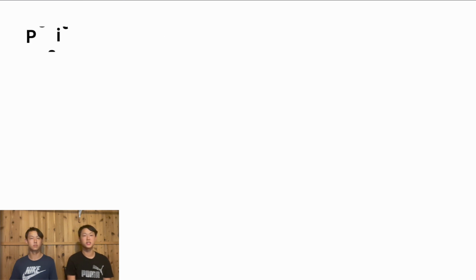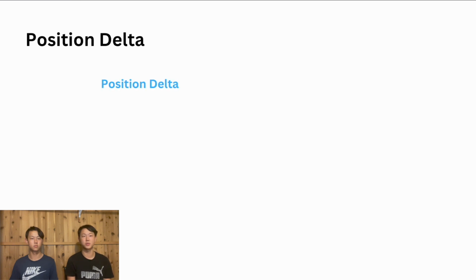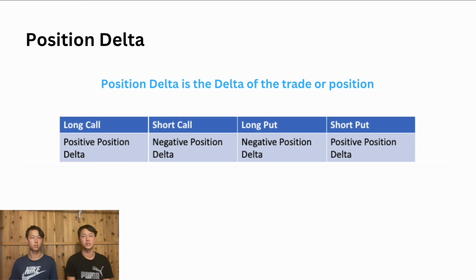Position delta is different from regular option contract delta. Position delta is the delta of a trade or position. Positive position delta indicates that the position will profit if the stock price increases. On the other hand, a position with negative position delta will make money when the stock price goes down. Long calls and short puts have positive position delta. Short calls and long puts have negative position delta. Keep in mind that since position delta is different from option delta, shorting a call with a delta of 0.5 will result in a position delta of negative 0.5. This is because the trade will profit when the stock price decreases.